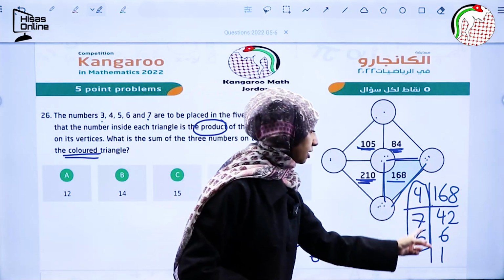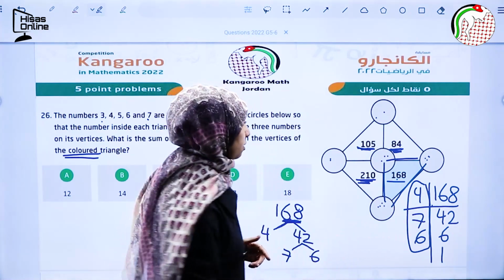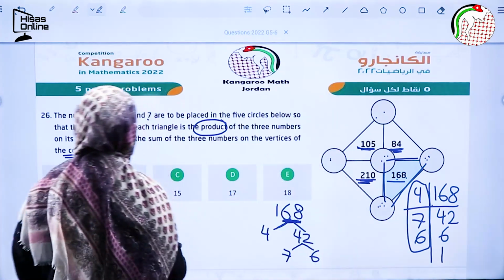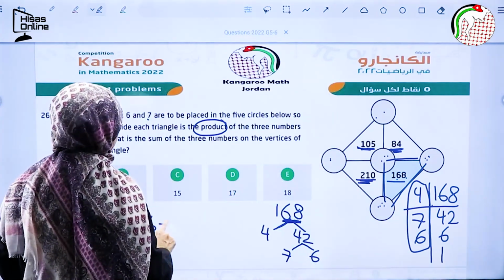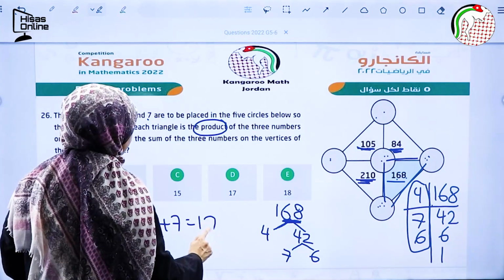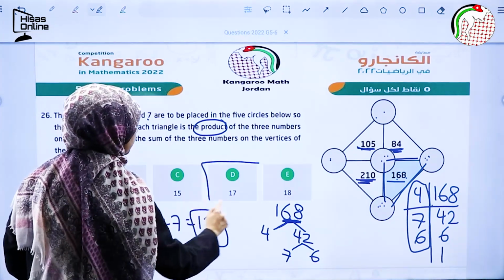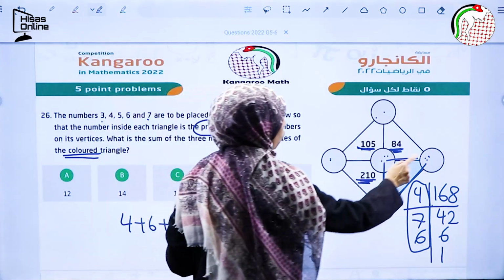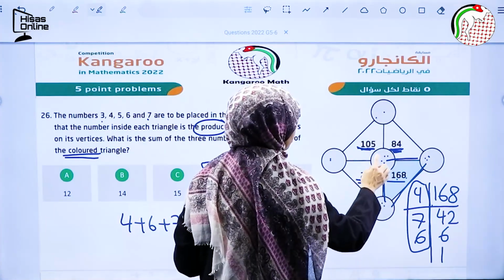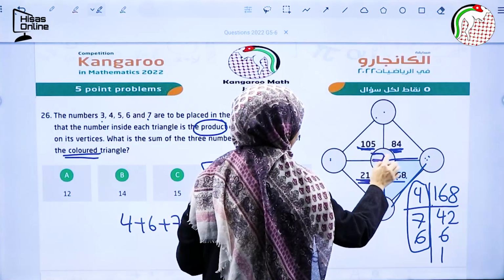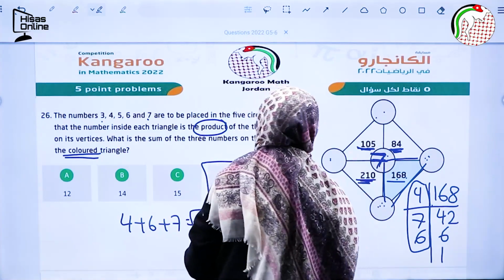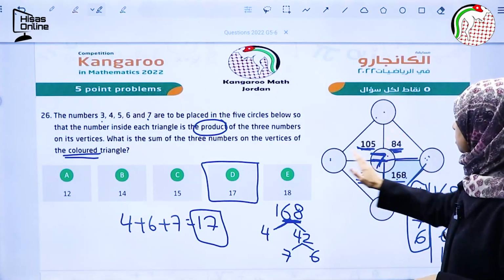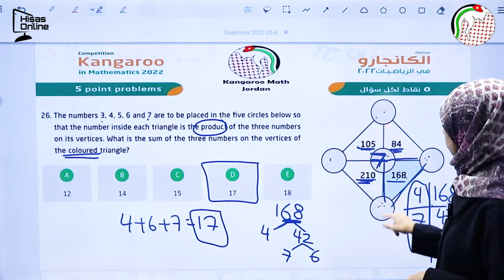So 7 times 6 times 4, that gives me 168. So what is the sum of 4 plus 6 plus 7? That makes 17, which is D. And for your information, all those numbers here, products, are divisible by 7. So 7 will be in the middle here, which is the factor for each of those numbers.